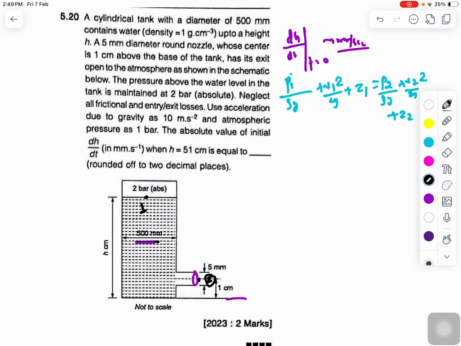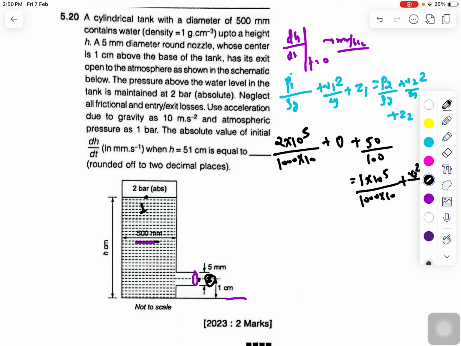Now P1 is given as 2 bar, so I can write 2 into 10 to the power 5 Pascal divided by rho, which is 1000, and g, and V1 is 0, plus Z1 minus Z2. So Z1 minus Z2 will be what? Z2 is 1 and Z1 is h, that is 51, so that is 50 centimeter divided by 100, equals P2 by rho g, where P2 is atmospheric pressure, 1 bar. So 1 into 10 to the power 5 divided by 1000 into 10, plus V2 square by 2g. We are supposed to calculate V2 first. Once you calculate V2, then we can calculate dH by dt, right?